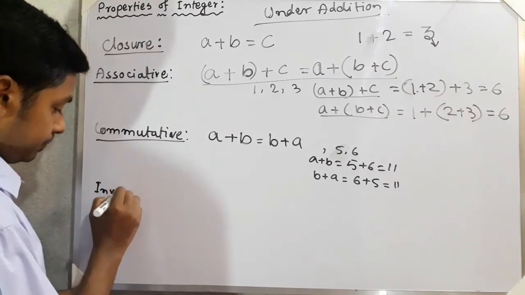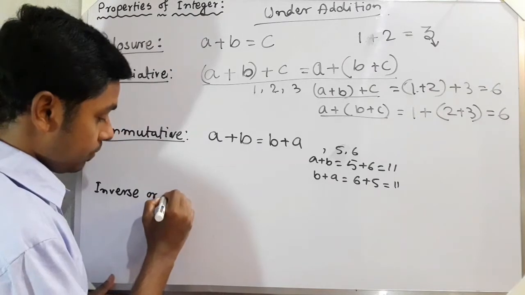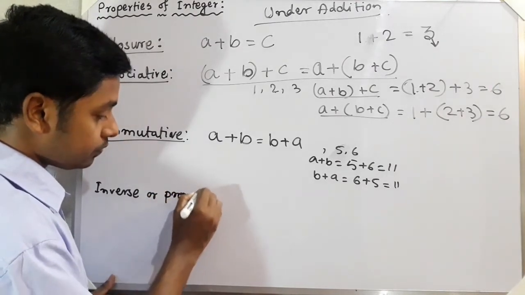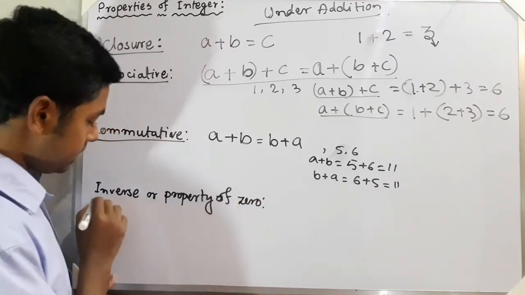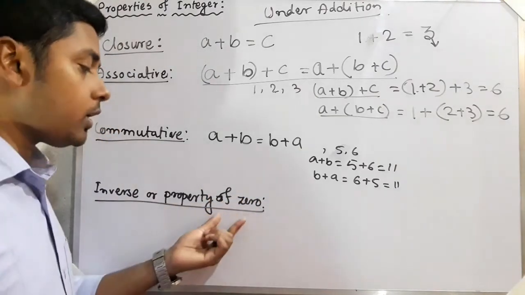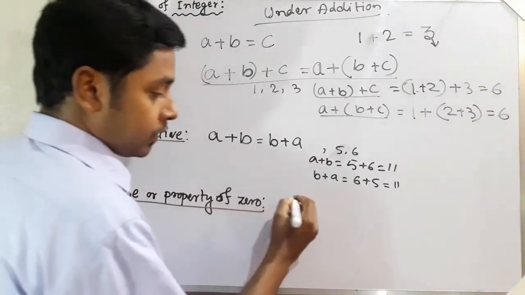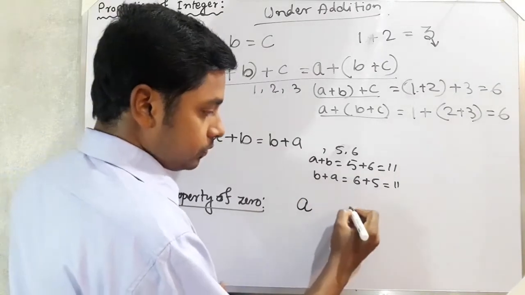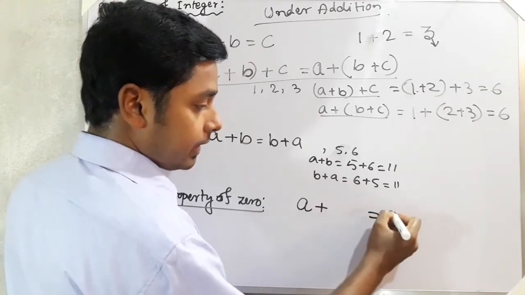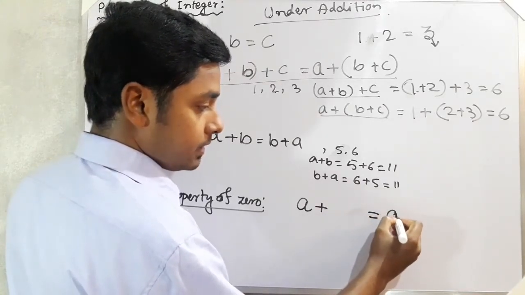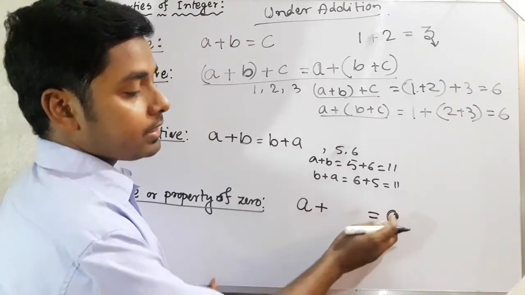Inverse property. And this property is also known as property of zero. Okay, property of zero. Actual name is inverse property, but this property is also known as property of zero. So what is this property? Suppose I am taking a. So what should we add here with a? Then we will get 0.